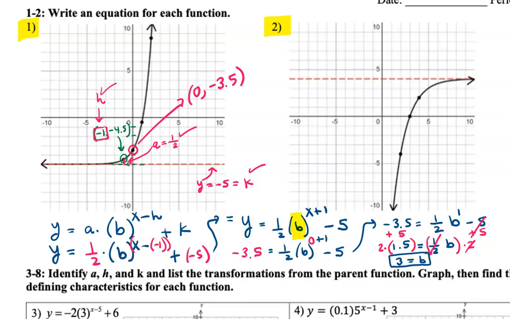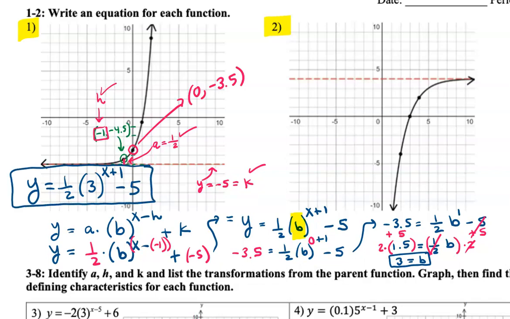So then my final equation is what I get when I plug everything in: my a value of 1/2, my b value of 3, my h value of -1, and my k value of -5. That would be my final answer for graph number 1, or at least one of the possible final answers for the graph in number 1.